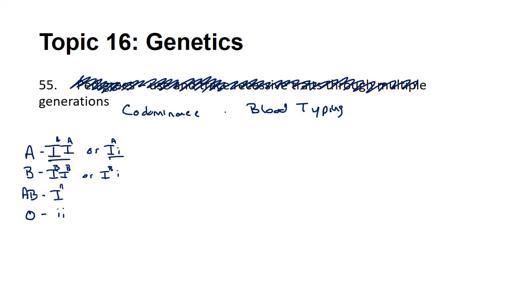AB-type blood is very interesting because it has both an A and a B, which actually means they don't fight each other because they don't have the components that make them hate each other. So they actually get along with everything.